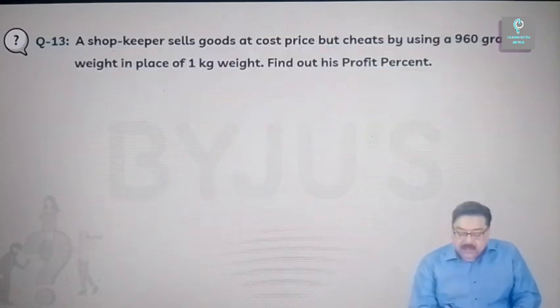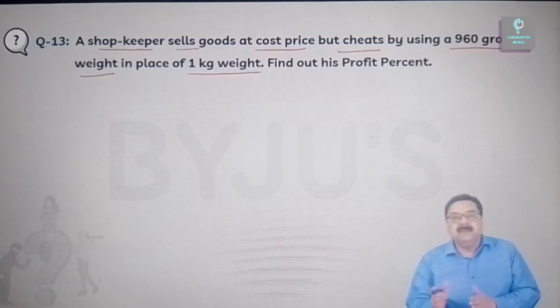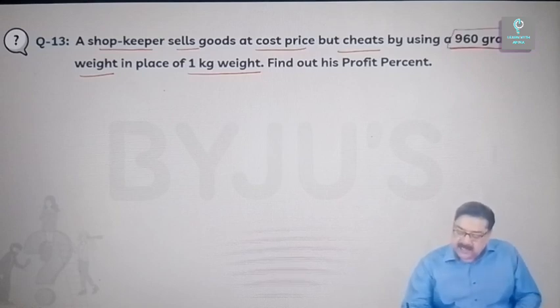Now look at this one. A shopkeeper sells goods at cost price but cheats by using a 960 grams weight in place of 1 kg weight. So this is another time in which cheating is happening and a question has been made, but this is different from the last one. So already it is given to you what is the weight that he uses.